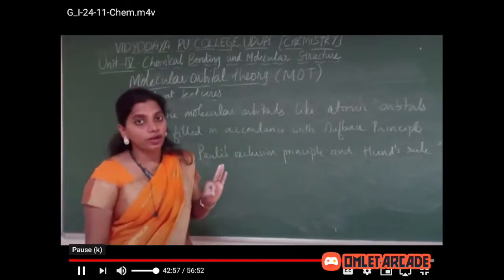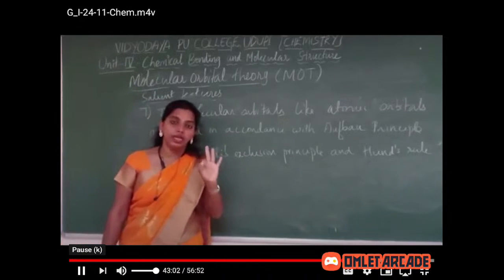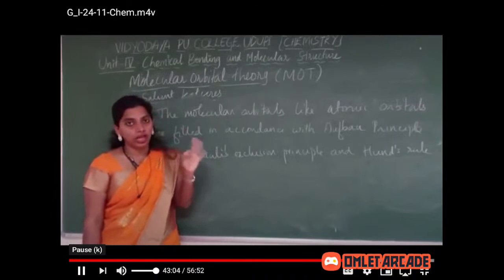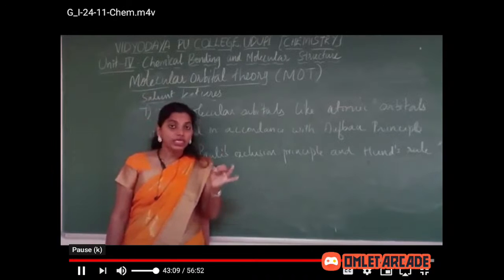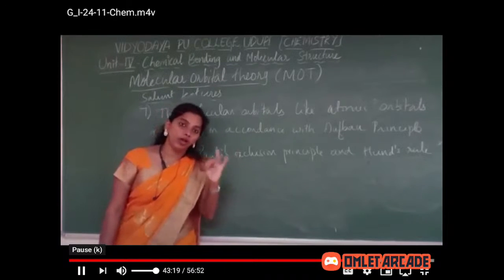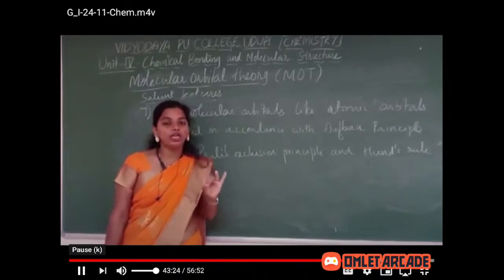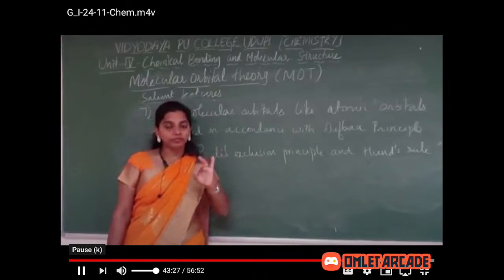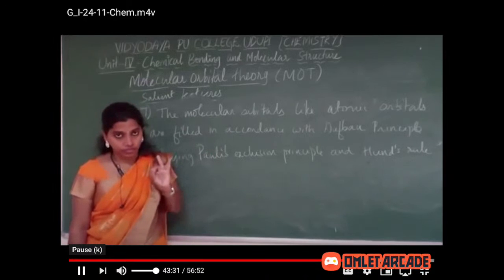Next one, atomic orbitals of comparable energy and proper symmetry combine to form the molecular orbitals. The number of molecular orbitals formed is equal to the number of atomic orbitals combined. If 2 atomic orbitals combine, then 2 molecular orbitals are formed. One molecular orbital is called the bonding molecular orbital. The other one is called the anti-bonding molecular orbital.